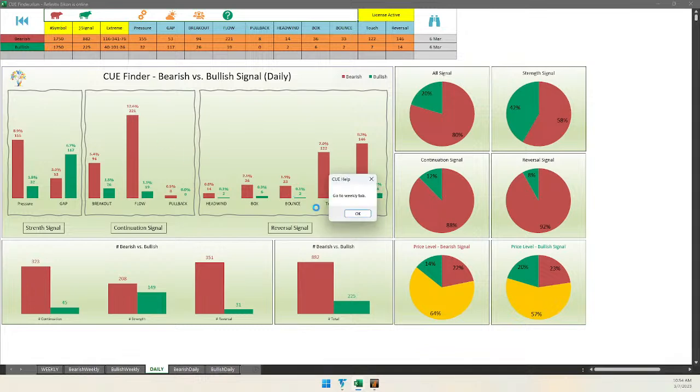So if I click this, it says go to weekly tab. If I click this, it says import QFinder scan output. The scan is on Q Global, and the data is imported using this button. If I click this button, it says go to QVital. So I get accustomed to the buttons.